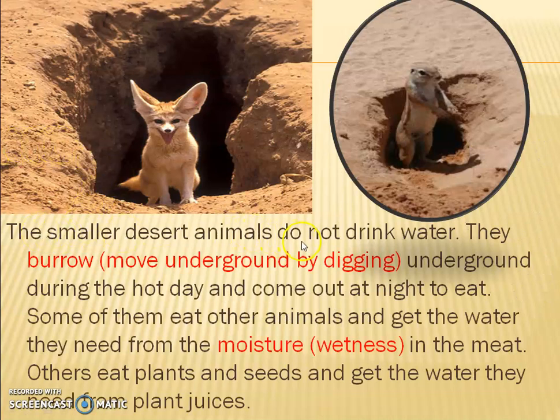The smaller desert animals do not drink water. So here you can see some of the animals which live in the desert area. These smaller animals do not drink a lot of water, and sometimes they don't drink water at all. They burrow, and burrow means they move underground. Here you can see the burrows. These are known as burrows, and these animals move into the burrows and live inside, digging underground during the hot day, and come out at night to eat. And these animals eat at night, right?